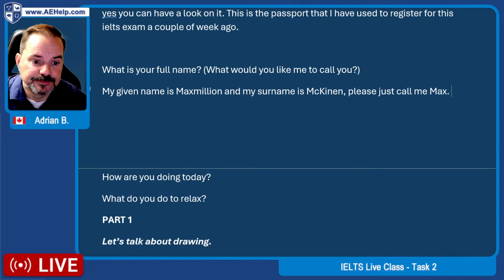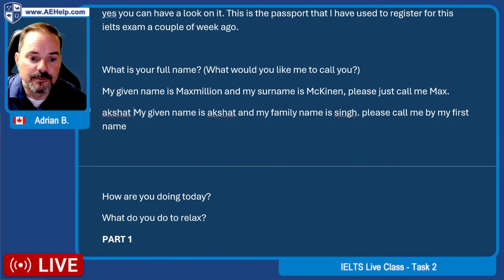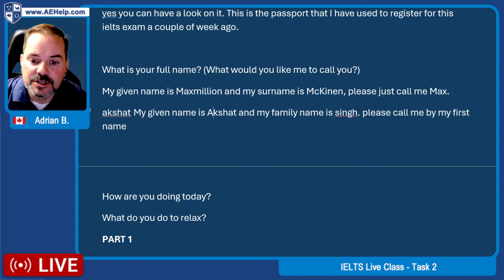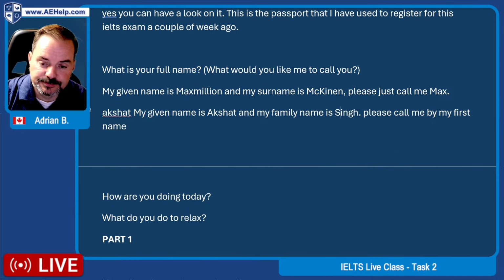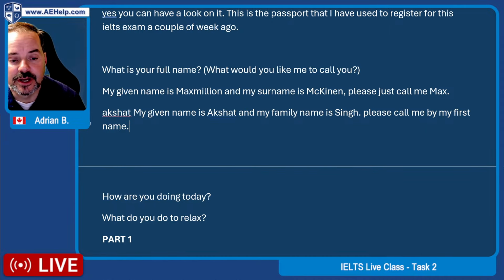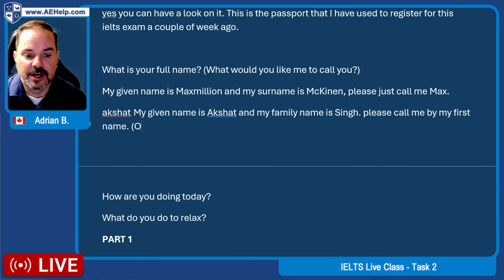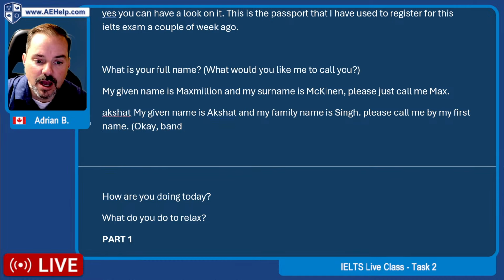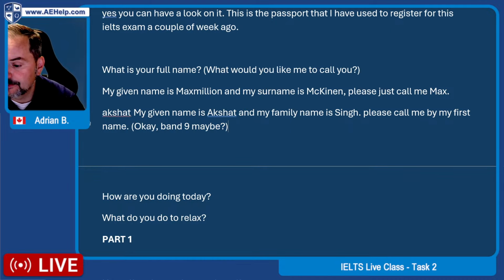Akshat says, my given name is Akshat and my family name is Singh. Please call me by my first name. Very good, which is Akshat, right? Very good, Akshat. That works. Okay. Here the examiner's thinking, okay, band 9 maybe. Let's see how Akshat does in the rest of the exam.